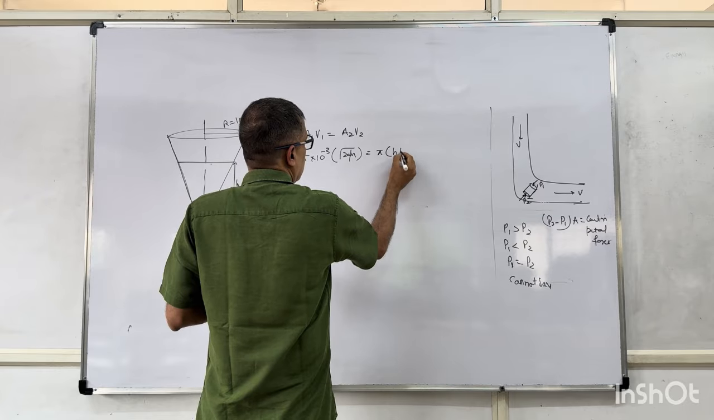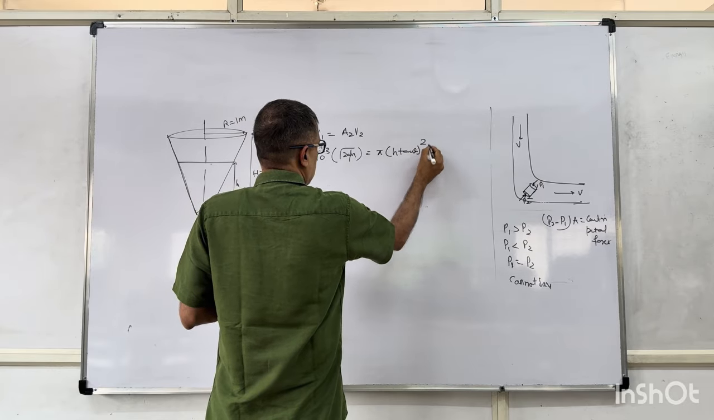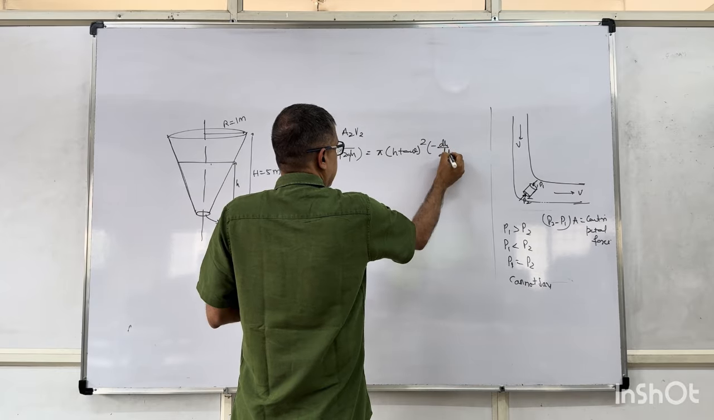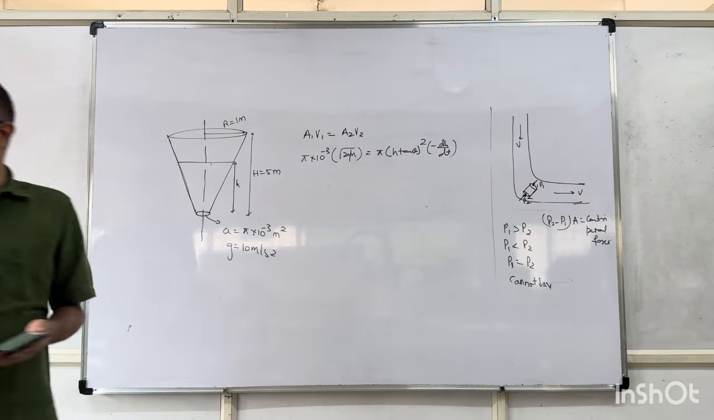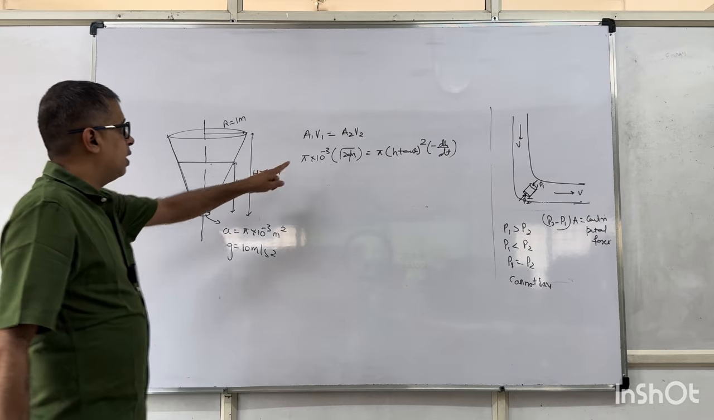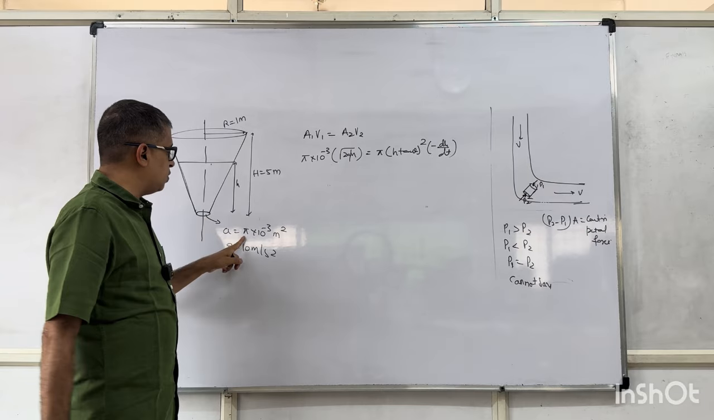Pi into h tan theta whole square. Velocity will be dh by dt. This step is the most crucial step. You get this, you get the answer. Remaining is called simplification. Area of cross section of this is given.